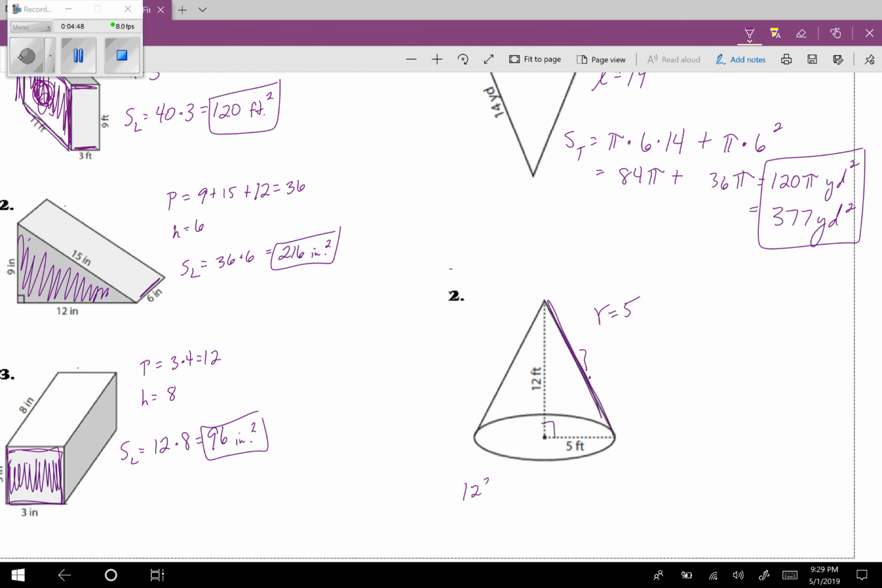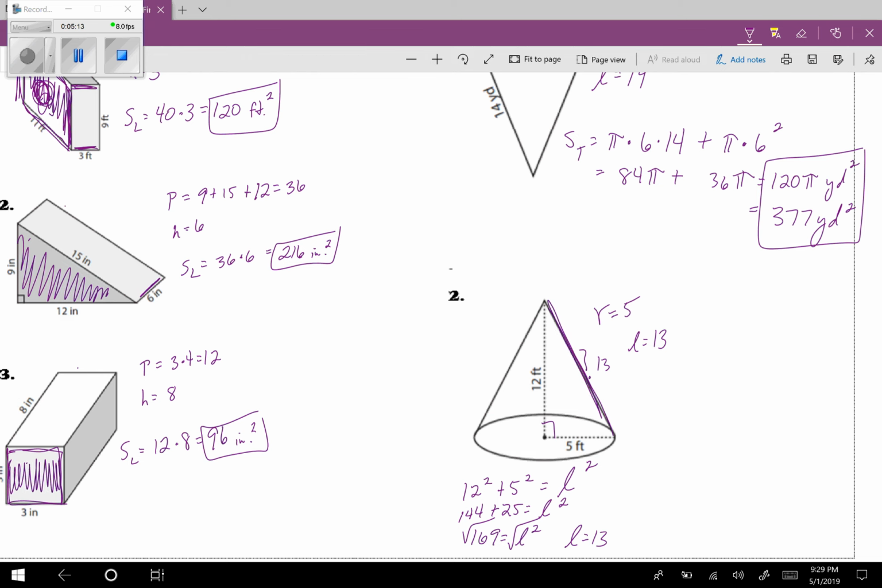So you have 12 squared plus 5 squared is l squared. So 144 plus 25 is l squared. So 169 is l squared, and we just take that square root. So l is 13.